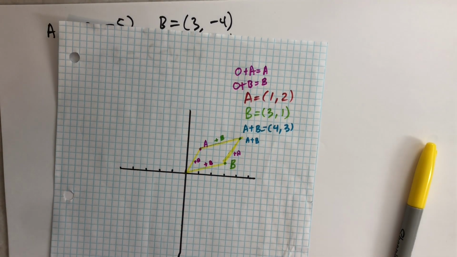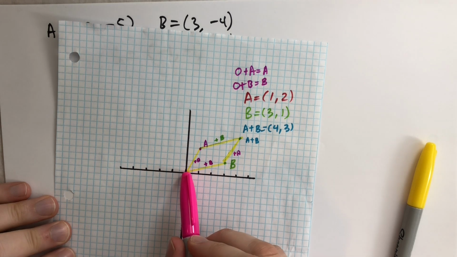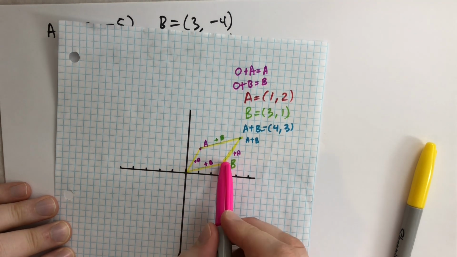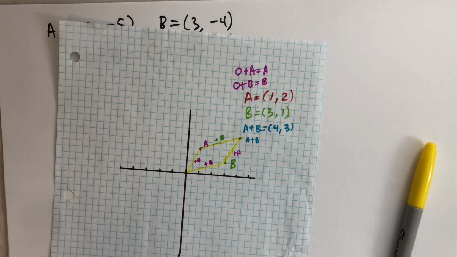Okay? So if you start at the origin and you add A and then add B, or if you start at the origin, add B, and then add A, you're going to end up at the same point. And that's why you get a parallelogram when you add these 2 points together.